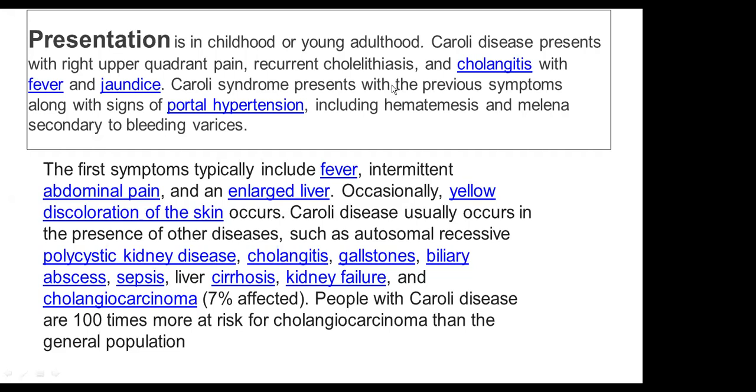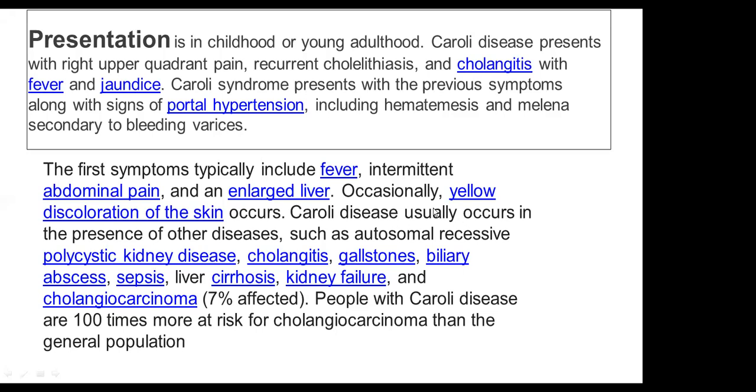So for the clinical presentation, they usually present in childhood or young adulthood. Actually, Caroli syndrome, which is associated with liver failure, usually has a childhood onset of presentation, while Caroli disease more commonly presents in young adults. Caroli disease usually presents with right upper quadrant pain, recurrent gallstones, cholangitis, fever, and jaundice. While Caroli syndrome presents with all these symptoms along with signs of portal hypertension, hematemesis, and melena secondary to varices. The first symptoms typically include fever, intermittent abdominal pain, enlarged liver, and sometimes jaundice develops.